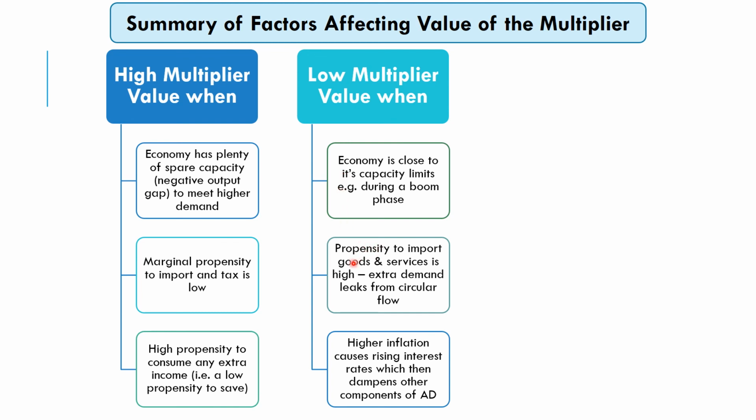If the propensity to import is high, then there's going to be greater withdrawals, so there's going to be a lower multiplier value. If there's higher inflation, that might cause higher interest rates, which could reduce the impact of any further consumption, so real GDP might not increase by very much.